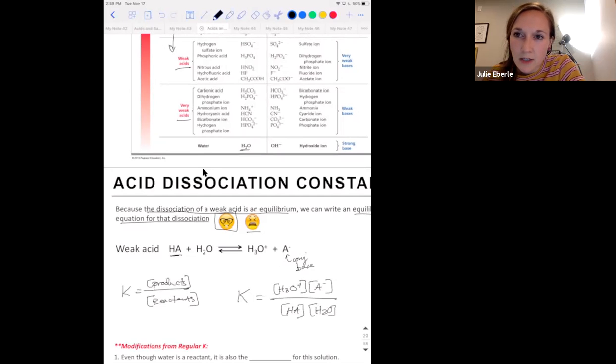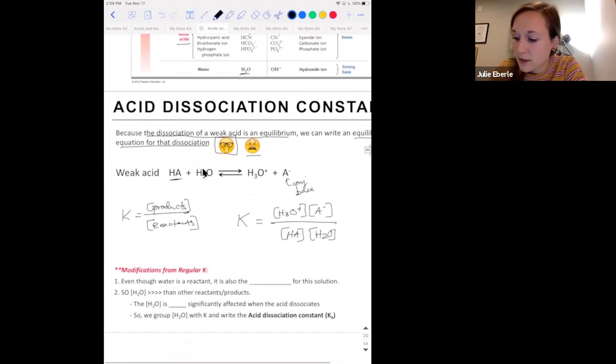We make some modifications for this though, and I'm going to walk you through this because if you remember, all acid-base reactions happen in water, okay? And we have water in this equation. So I'm going to read this down here. Even though water is a reactant, it is also the solvent. It is the solvent for this solution.